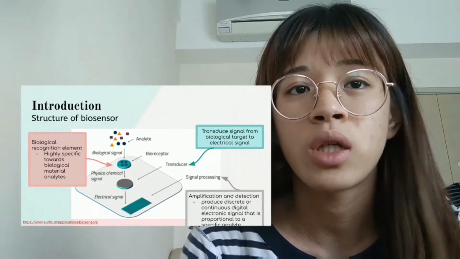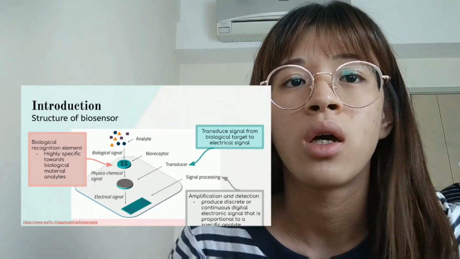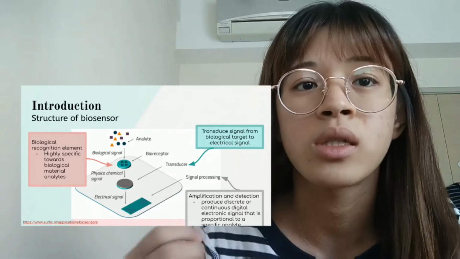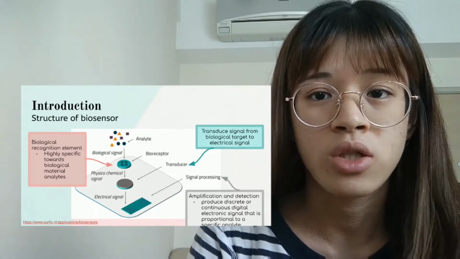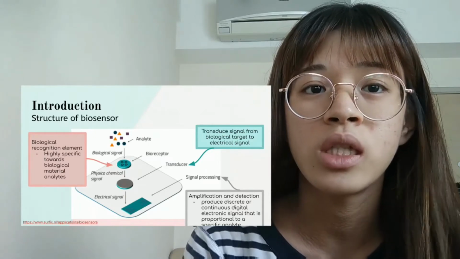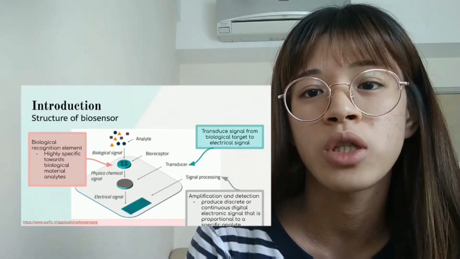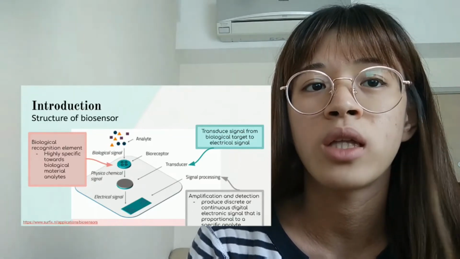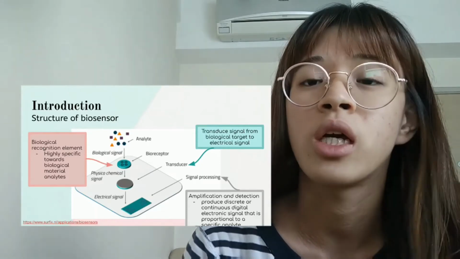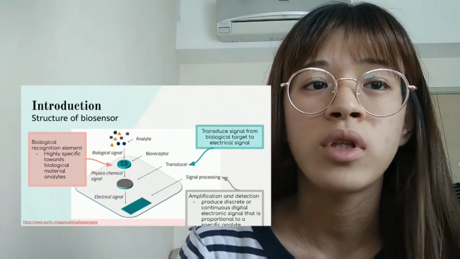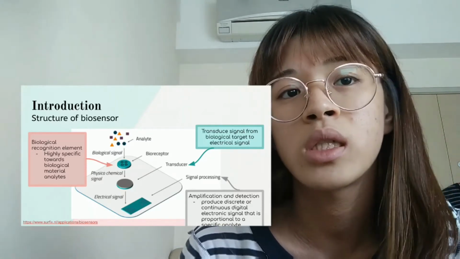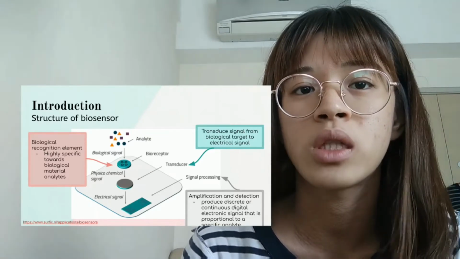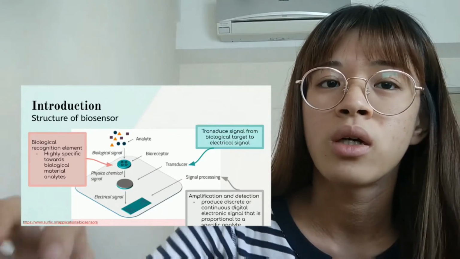The second one is the transducer, which transduces the signals from the biological targets to electrical signals. Lastly is the amplification and the detection, which produce the discrete or continuous digital electrical signal that is proportional to the specific analyte. As you can see from the flow, the analyte goes through the bioreceptor, and then the signal is transduced into electrical signals, amplified and also detected by a specific machine.